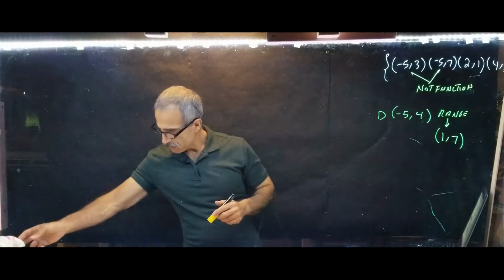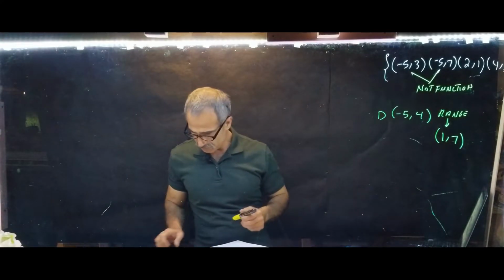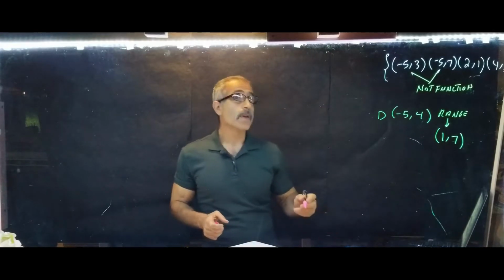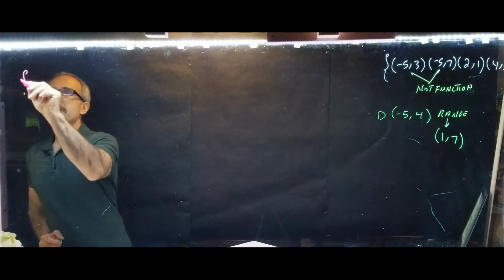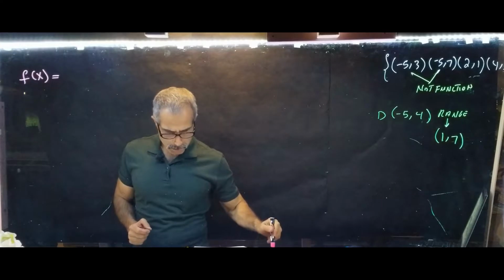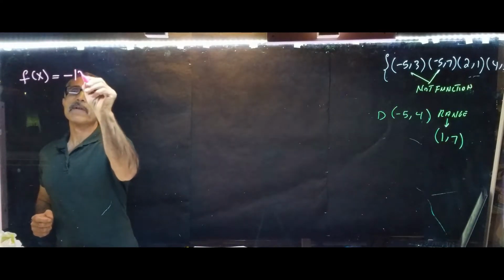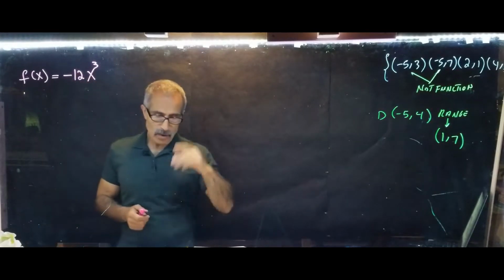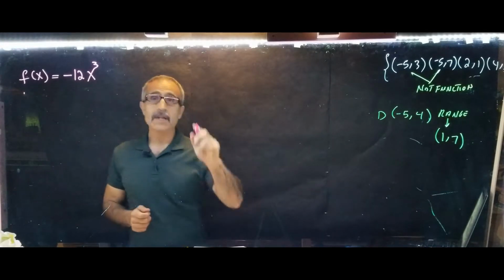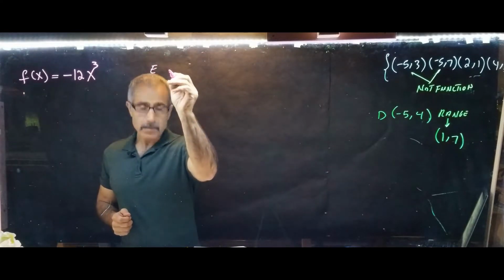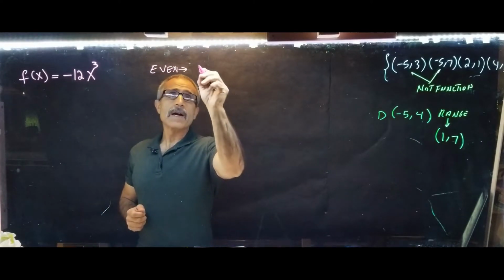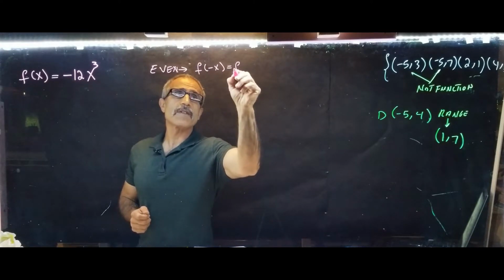Let's find out if there's a function. Say we have a function f of x, and f of x is equal to -12x cubed, and we want to know if this function is even or odd. For a function to be even, f of -x has to be equal to f of x.